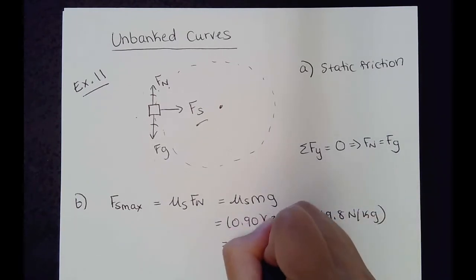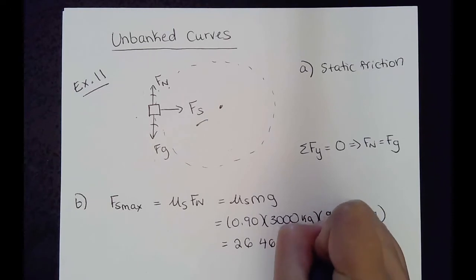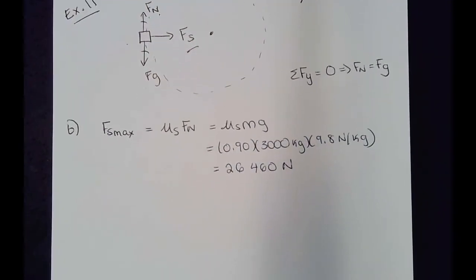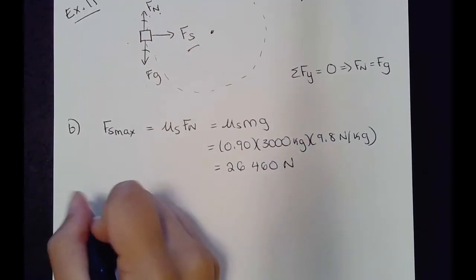So 26,460 newtons for the maximum value of static friction. So that's how much static friction is available to turn the car.